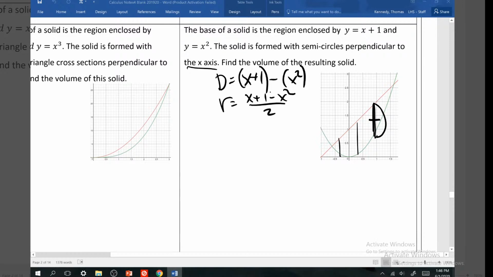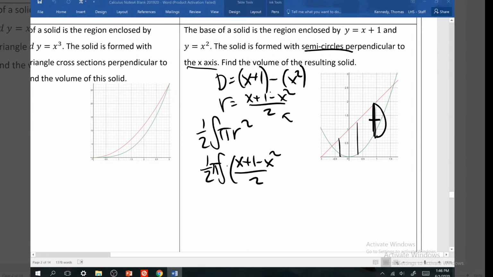Now, what this means is that when I go to integrate this, since it's semicircles, I'm integrating 1/2 pi r squared. I'm going to plug in r as this, x plus 1 minus x squared over 2. I'll take the pi out also and just put x plus 1 minus x squared over 2, squared, dx, like so.